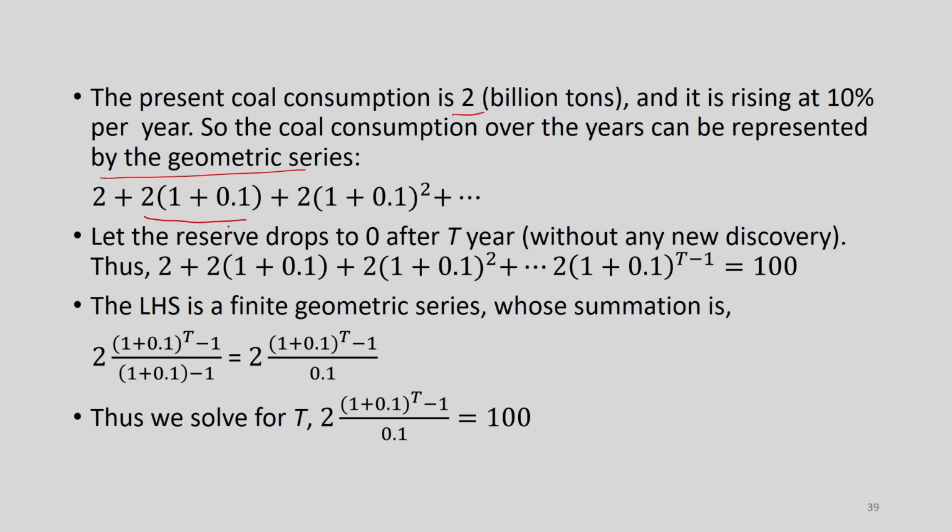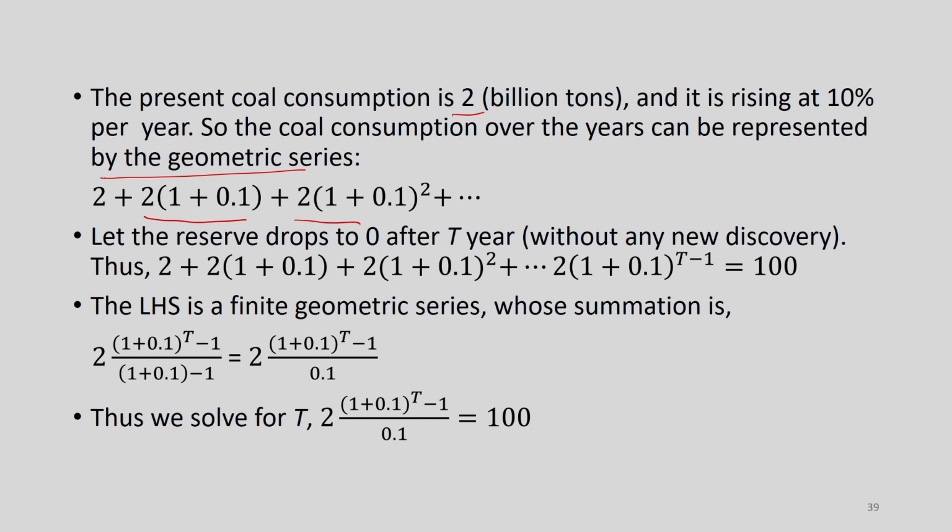So, that is written as 2 multiplied by 1 plus 0.1. This is the second year. In the third year it will be 2 multiplied by 1 plus 0.1 whole square, and like this it will go on. In the fourth year it will be 2 multiplied by 1 plus 0.1 whole cube.